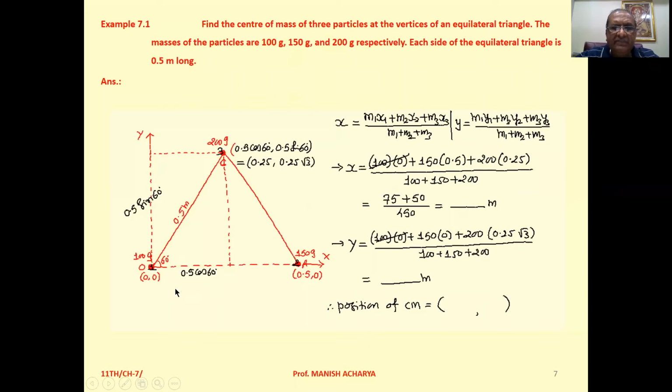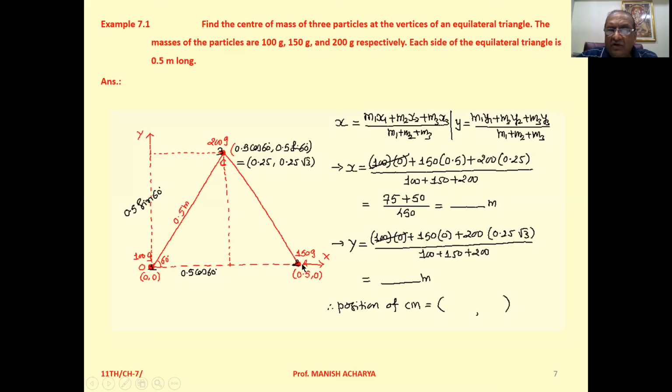Now here see, we consider one equilateral triangle for which one vertex is at the origin of the Cartesian coordinate system. Here in this XY plane, the equilateral triangle is represented. Now suppose at origin, coordinates 0, 0, particle number 1 is placed. Its mass is 100 gram.